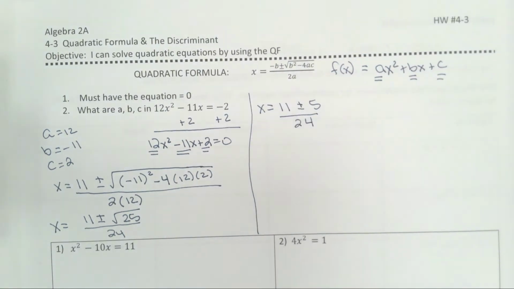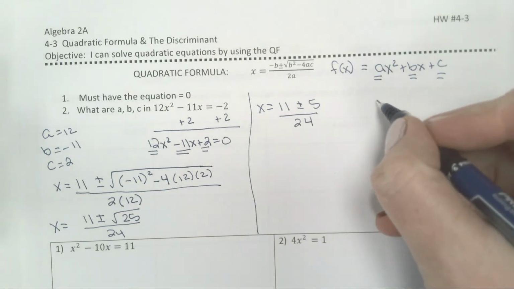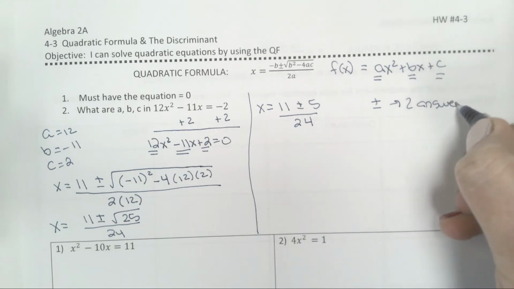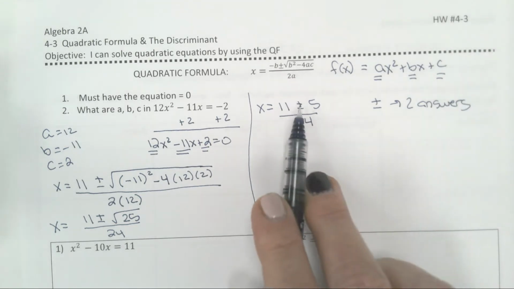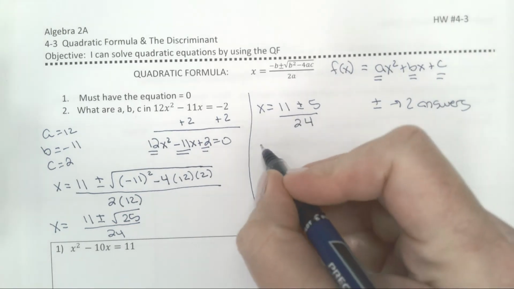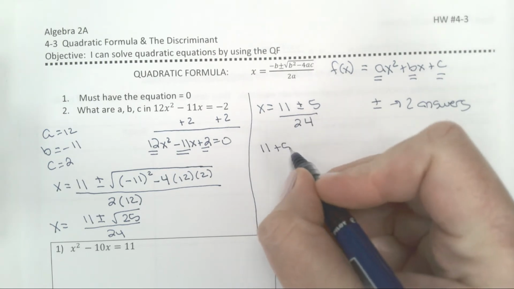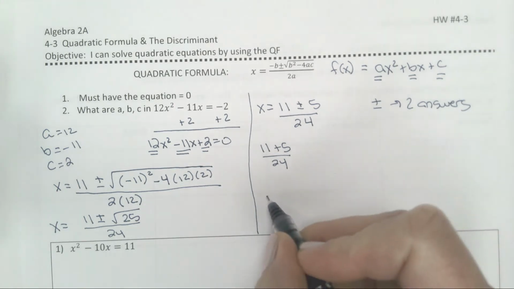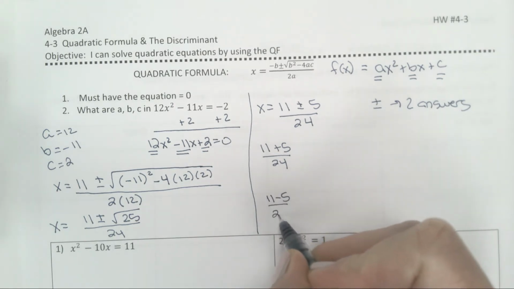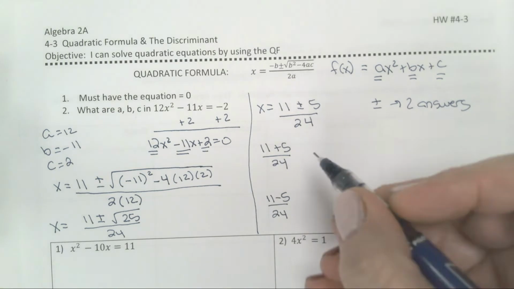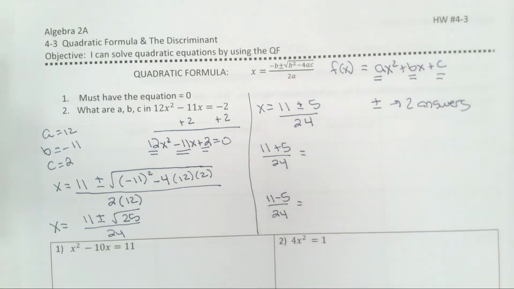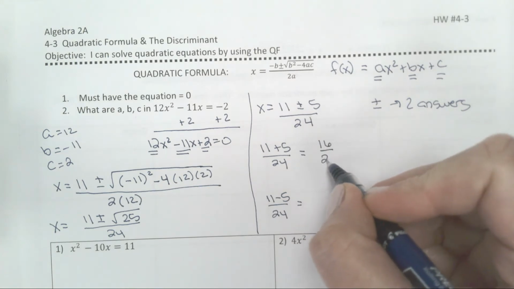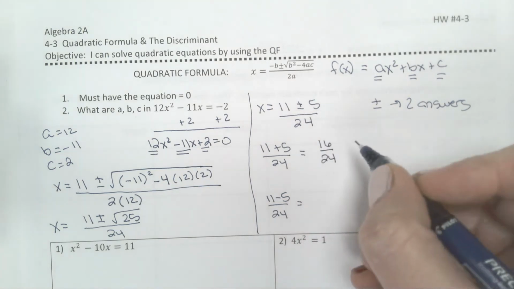This plus or minus gets me two answers. The plus or minus gets you two answers. I'm going to rewrite it. One of the answers is 11 plus 5 divided by 24. And the second answer is 11 minus 5 divided by 24. 11 plus 5 is 16 divided by 24.